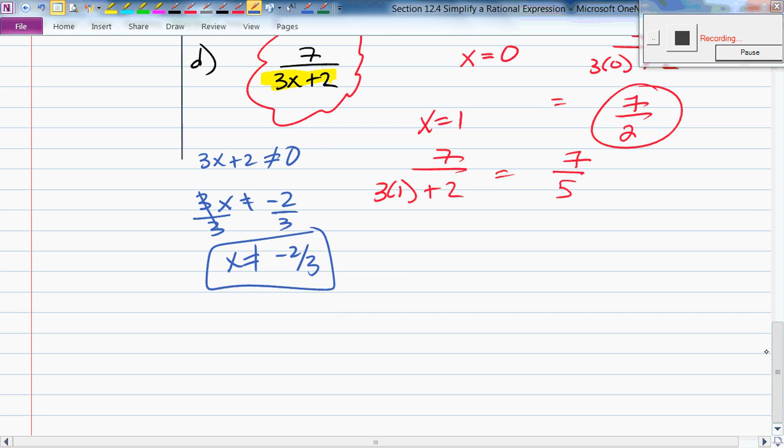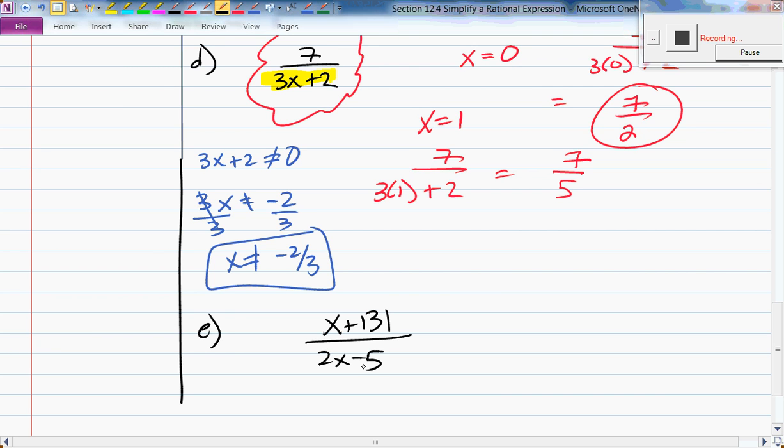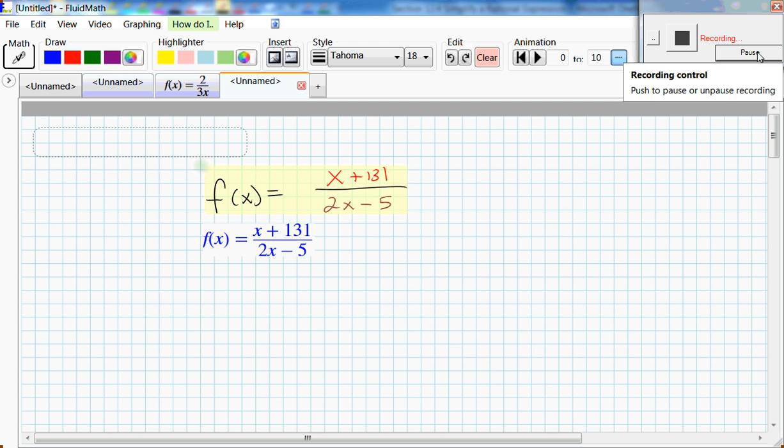Okay, convince me, everybody in the room, convince me that everybody in the room can do this next one. We'll do E now. Convince me. Okay, if I give you x plus 131 over 2x minus 5. Excluded value. Okay, I gave you this. F of x equals x plus 131 over 2x minus 5. And somebody said to me as I'm walking around the room, I don't know what to do with the top part.